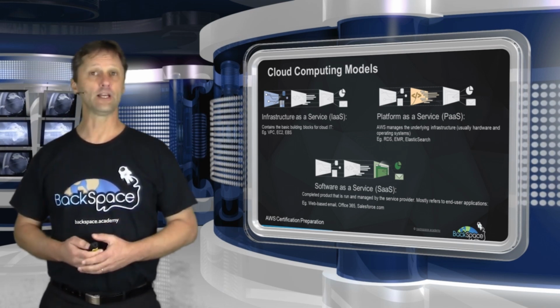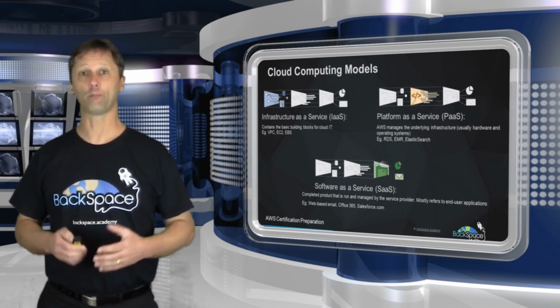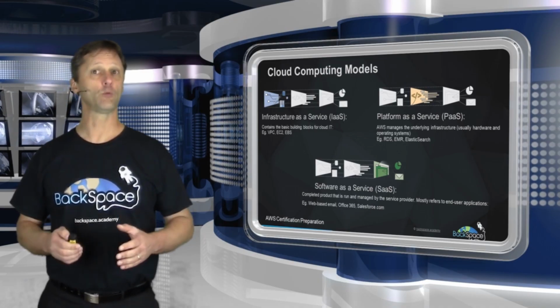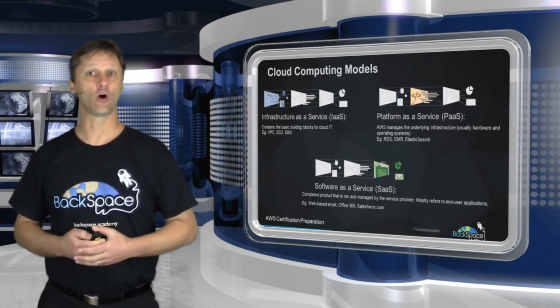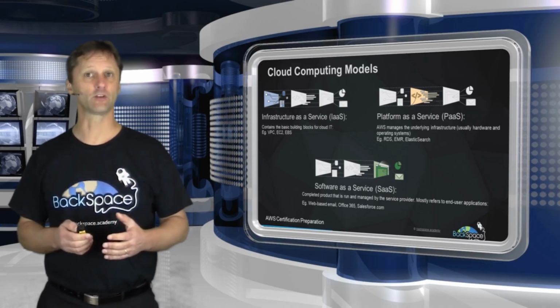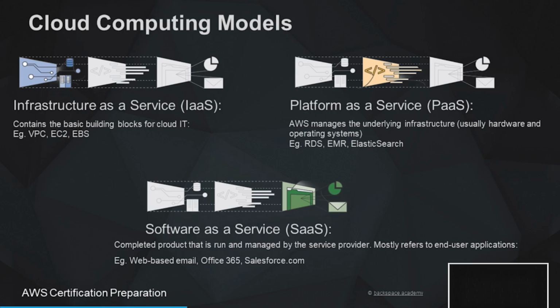The next level is Platform as a Service or PaaS. And that's where AWS will take a little bit more control over the underlying infrastructure. So AWS manages that underlying infrastructure and the hardware and operating system normally. And a good example of that would be the Relational Database Service. In that service, AWS provisions the operating system, the server and everything to run that, but you still need to do the high-level administration of that database.